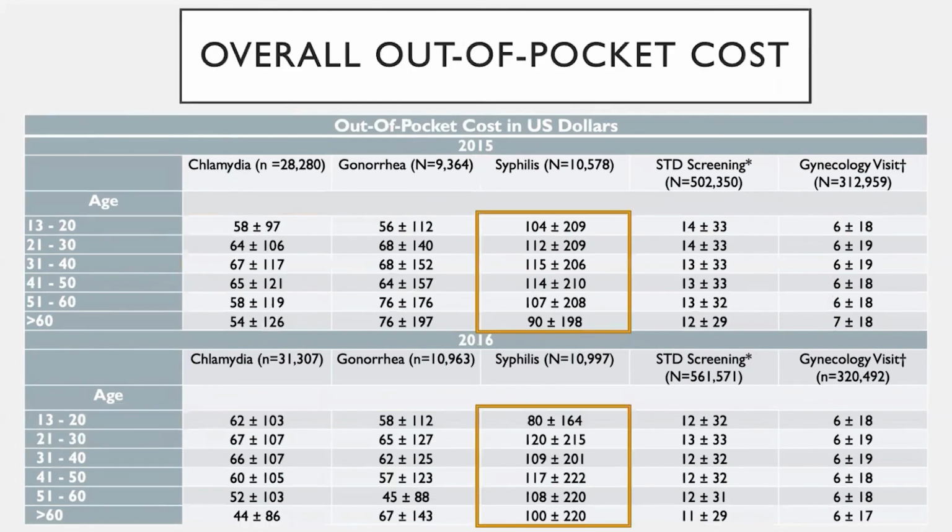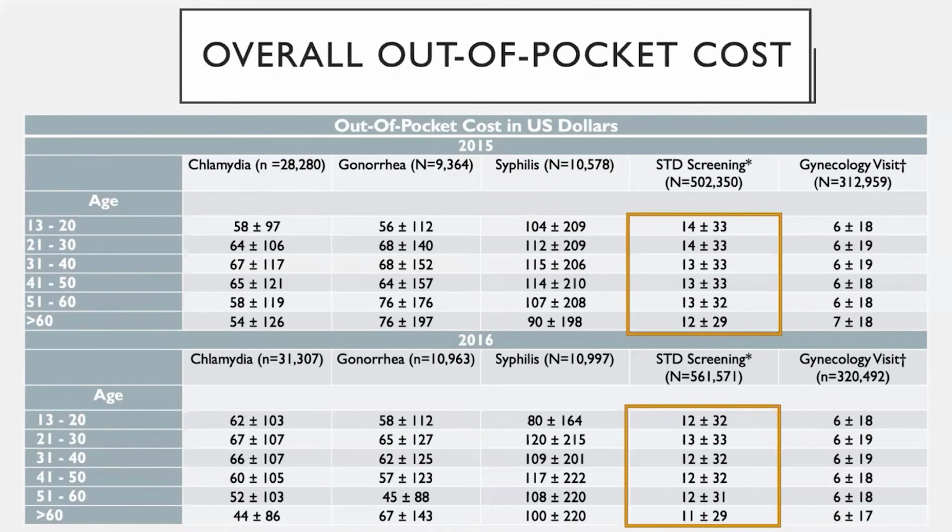Overall out-of-pocket cost, again, syphilis is the most expensive, so it's no surprise. But what is surprising is that the greater than 60 age group has a much lower out-of-pocket cost. And I say much, but $10 to $15 out of pocket is likely a big deal for some people. This may be because these patients are also dual enrolled with Medicare, so some of these out-of-pocket costs are covered by Medicare, or they ended up inpatient and have lower out-of-pocket costs.